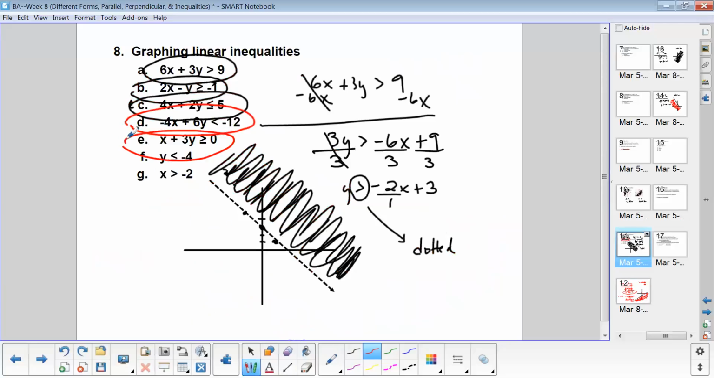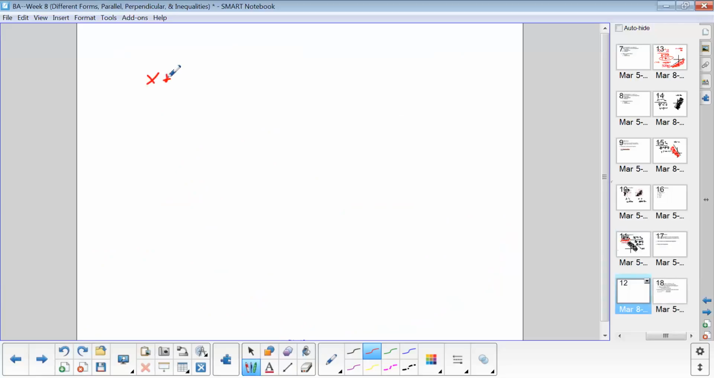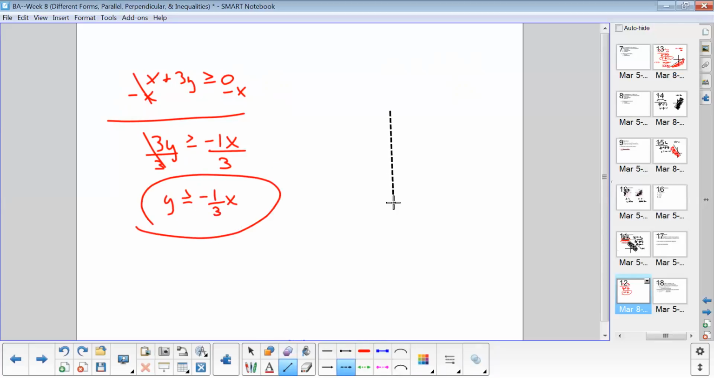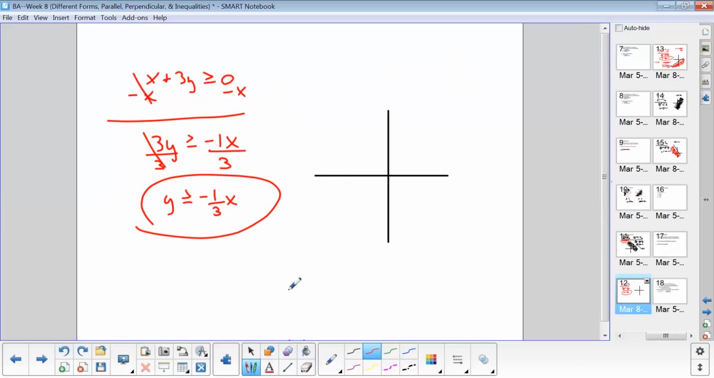So let's look at E. X plus 3y is greater than or equal to 0. So I'm going to subtract x, and I get 3y is greater than or equal to negative 1x. Divide by 3, and I get y is greater than or equal to negative 1/3 x. Since there's not an intercept written here, we know that it's going to go through the origin, with a slope of negative 1/3.